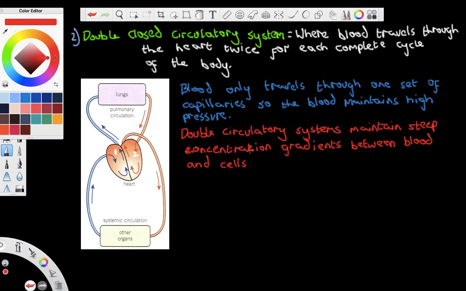Now, what this means is that we get much quicker diffusion. This will result in diffusion taking place much more quickly. So this results in a much more efficient exchange of materials.